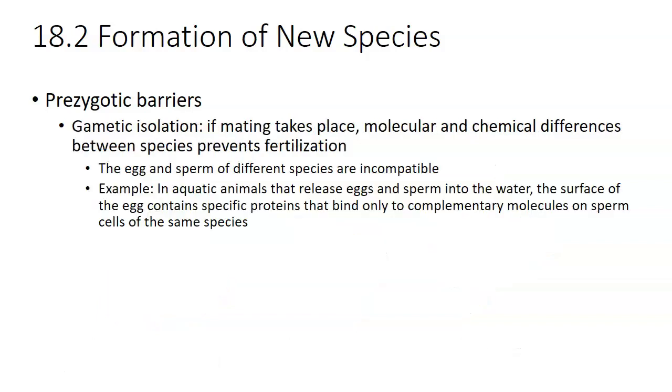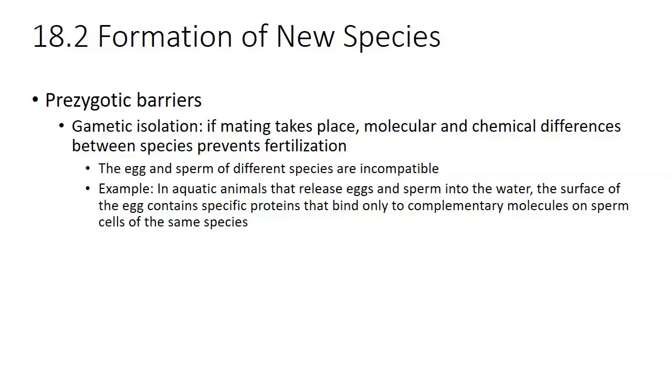The last type of prezygotic barrier is gametic isolation. Let's say mating takes place between two organisms that are not of the same species, that are closely related but not of the same species. What can happen is there are going to be molecular or chemical differences between the species on the gametes that prevents fertilization. For example, and this happens a lot in aquatic organisms that release egg and sperm right into the water.